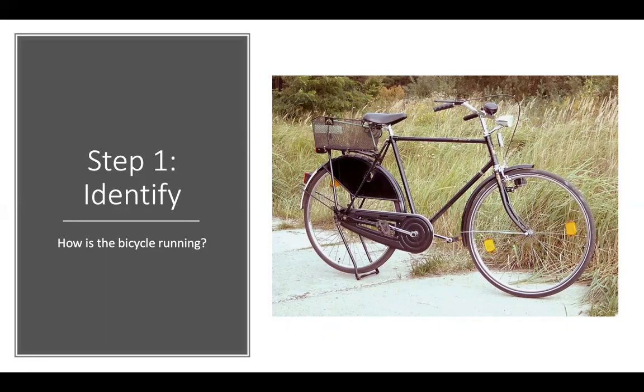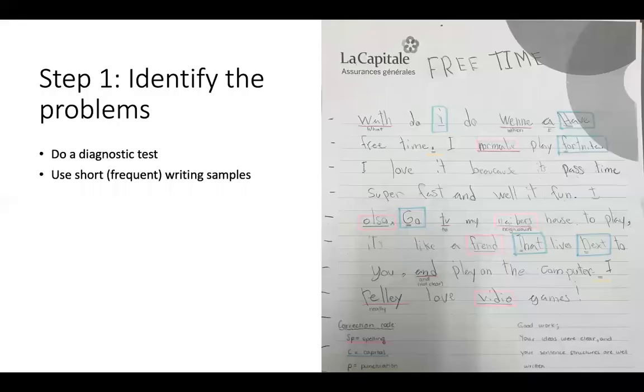How could the communication be improved? As a teacher, you're going to start by identifying the problems. Here's an example of a short text that a grade 6 student wrote. Okay, full disclosure, I asked my son, who speaks English well, but who goes to school in French, to write a short text for me.